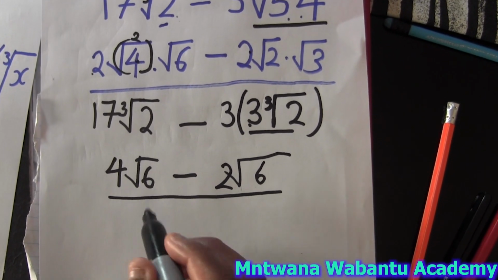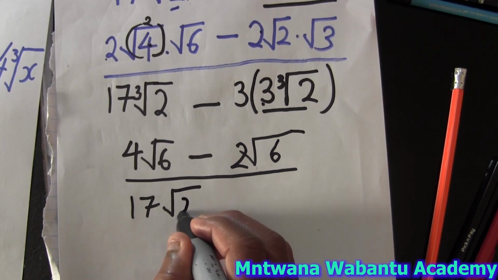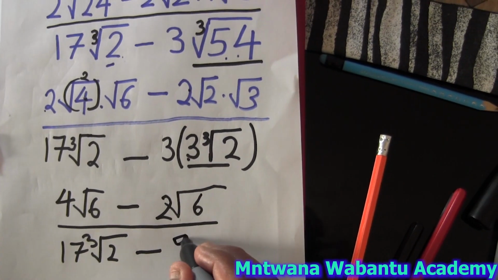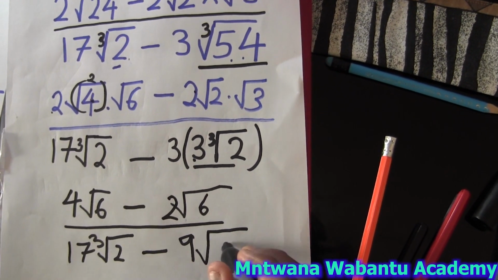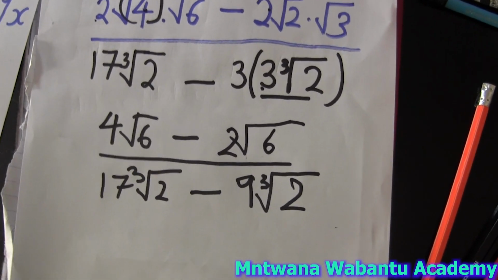So now, you see, this is going to be 17. And then I get 2 cube. And then minus 3 times 3 equal to 9. And then this is going to be 2, but it's cube root. So you see, these are like terms. You know what I'm saying?